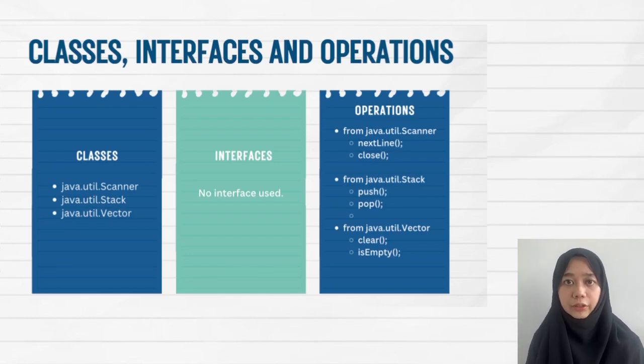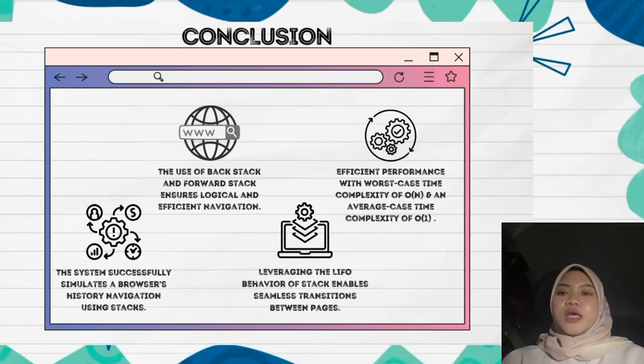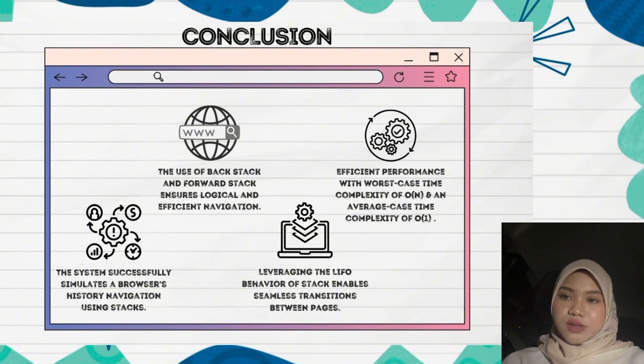Moving on to the java.util.Vector class. The operation used is clear, which removes all of the elements from the vector. Next is the operation isEmpty, which is used to check if there are elements in the vector. It will return true if this vector contains no elements. The methods clear and isEmpty are used by the object created in the Stack class, but they are inherited from the class java.util.Vector.